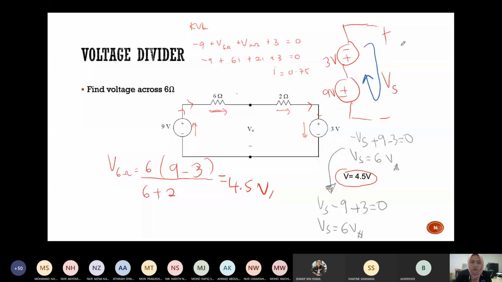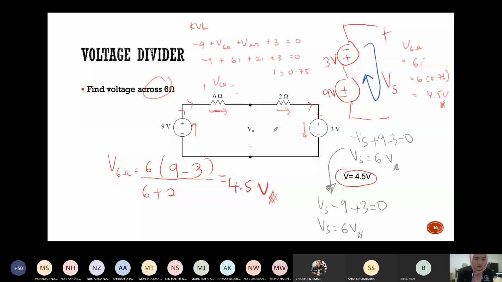So you can calculate V6 ohm. V6 is equal to 6i. So 6 multiplied with 0.75, you will get the same answer, 4.5 volt. You can see that if you use KVL, you will get the same answer as if you use the voltage divider. Both give you 4.5 volt. It depends on you whether to use KVL or the voltage divider. This question asks you to find the voltage across the 6 ohm over here, plus minus V 6 ohm.